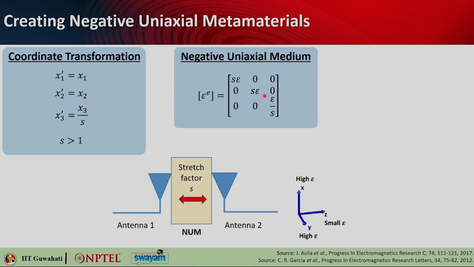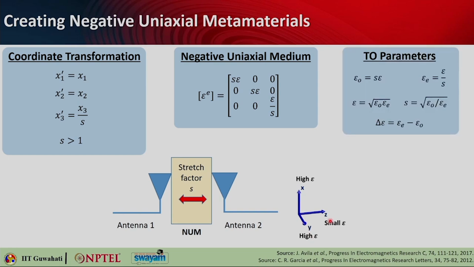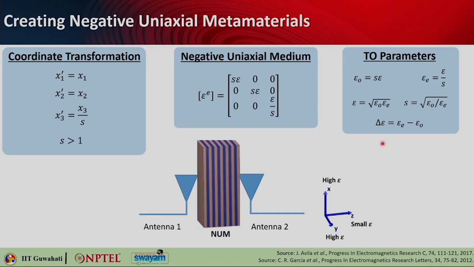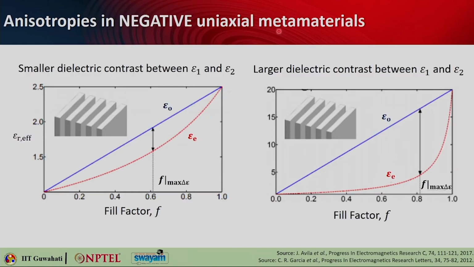So, S epsilon 0 0, 0 S epsilon 0, 0 0 epsilon over S. You can see that it is high along two axes and small along one axis. And these are the parameters that you have already discussed. You can put alternating layers of two materials, and that can give you this particular negative uniaxial metamaterial. Now, if you have a smaller contrast between epsilon 1 and epsilon 2, your effective values also will be small, and here you can see the red one, the extraordinary, is always smaller than epsilon O, and this is the fill factor where you can get the maximum anisotropy.